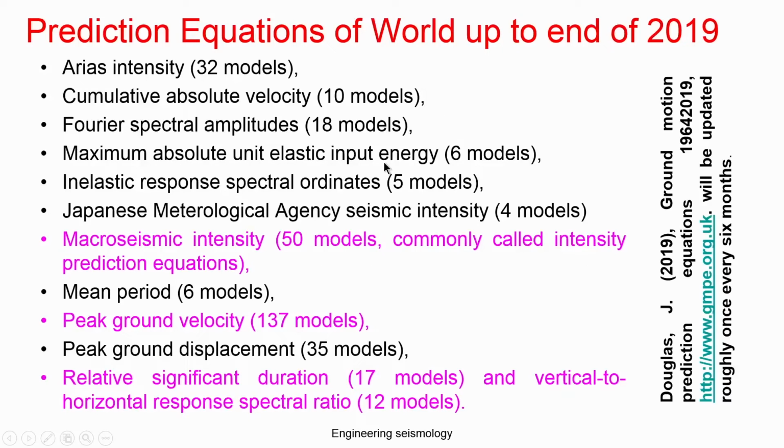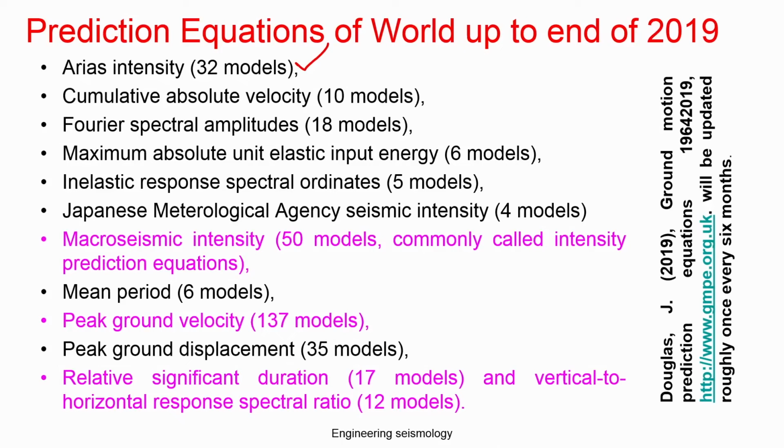So for different ground motion parameters, what are those parameters? About Arias intensity, we discussed what Arias intensity is. There are 32 models available to predict Arias intensity. Which region it was developed in, all those things one has to be careful about when using these models.